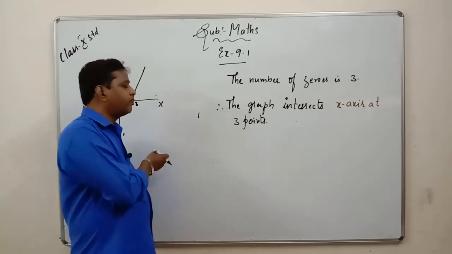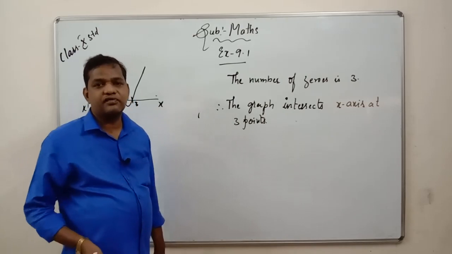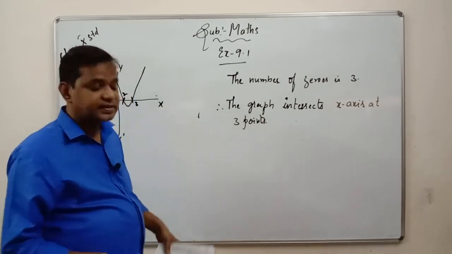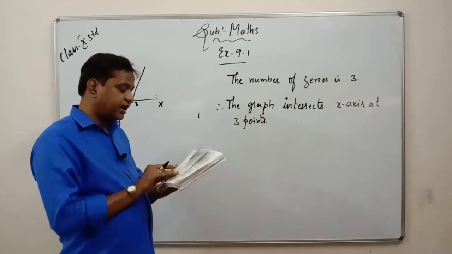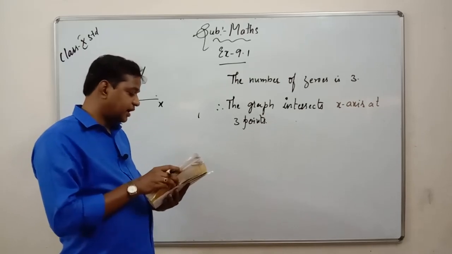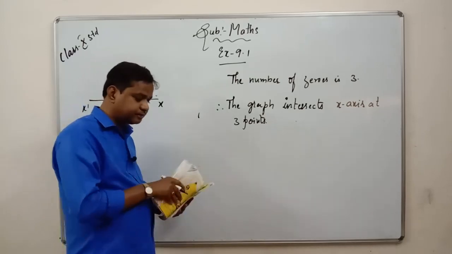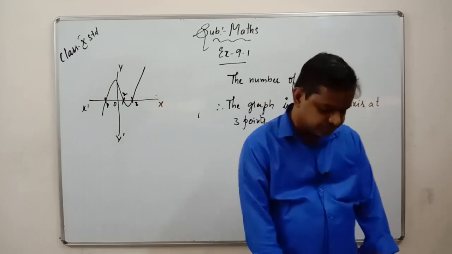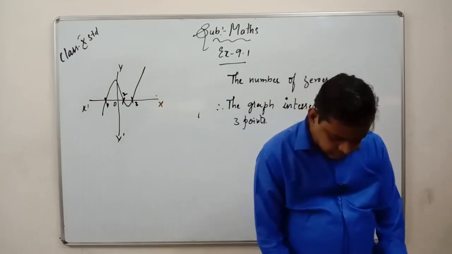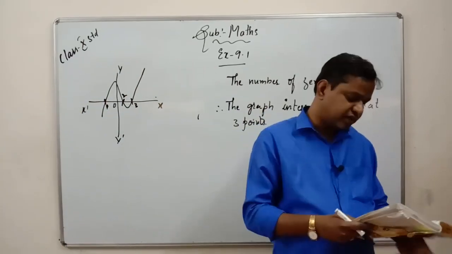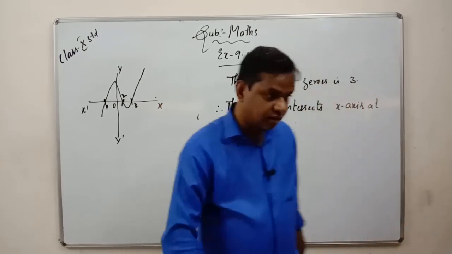If it is 4 points, you can write 4. If it is 5 points, you can write 5 points. If it is 6, you can write 6 also. It depends upon how much it is intersecting here. Go with the figures only, then we'll finish it off.